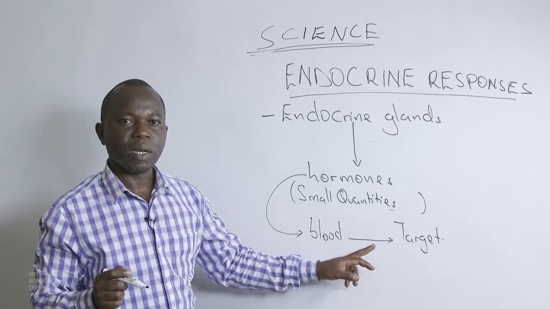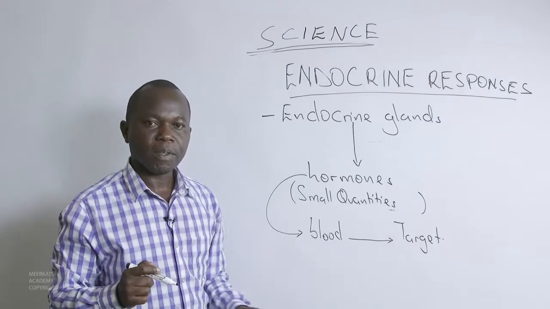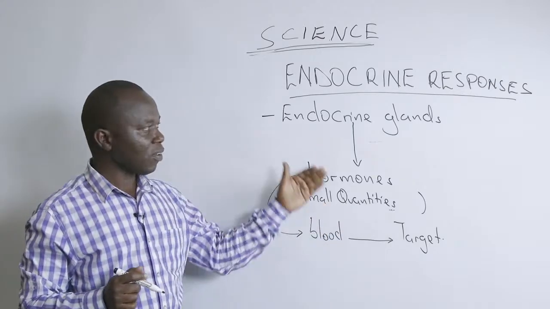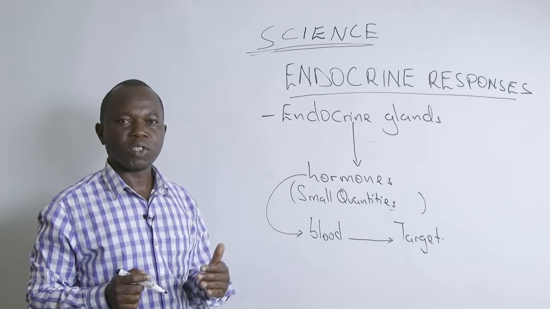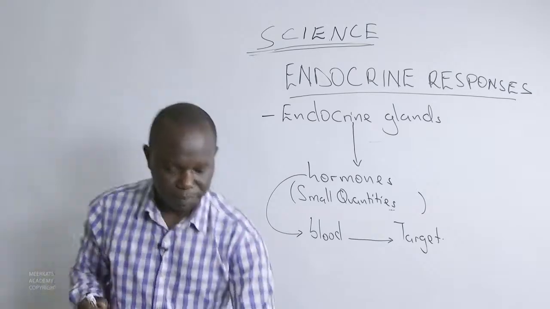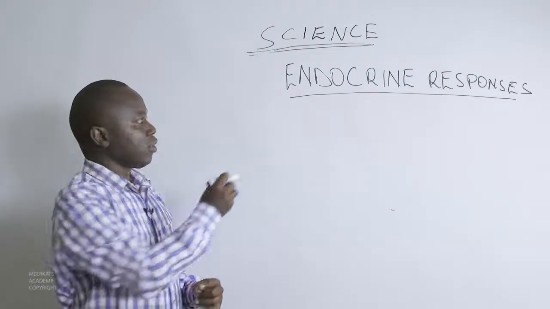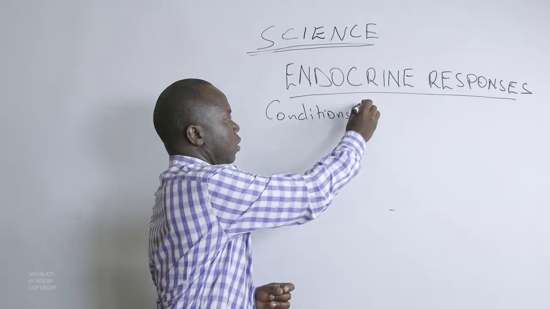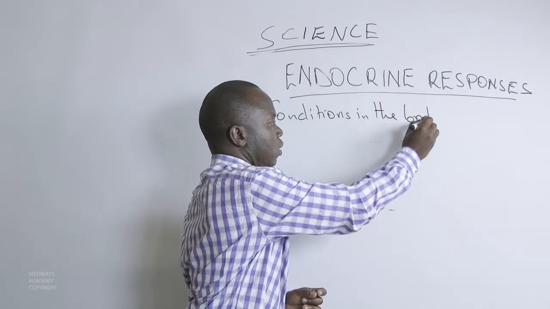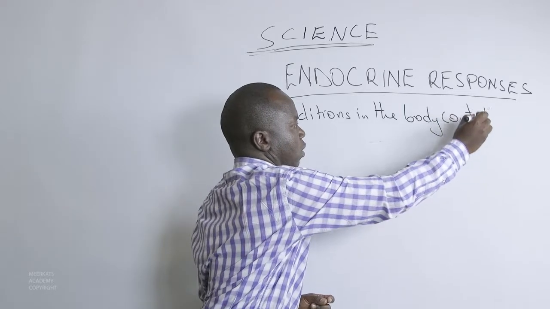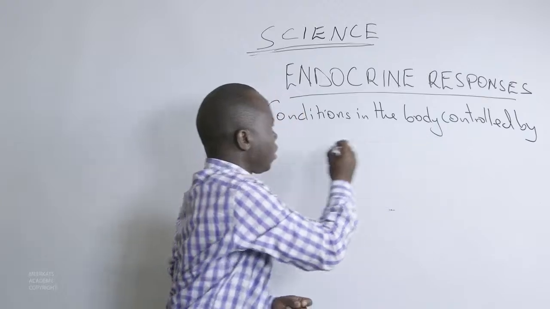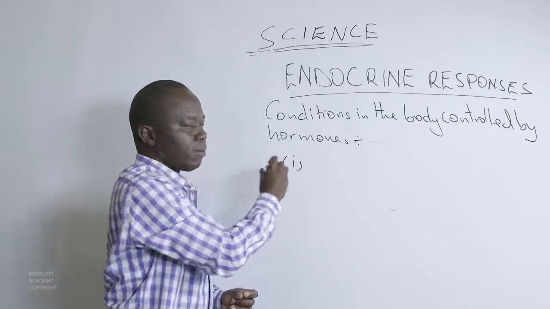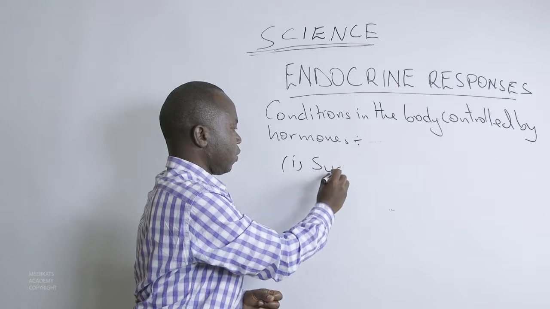And then the circulatory system will now perform the role of transporting those hormones to target organs. But we should be able to know that there are several processes or conditions in the body that are controlled by hormones. Conditions in the body that are controlled by hormones include, one of them could be sugar level, blood sugar.